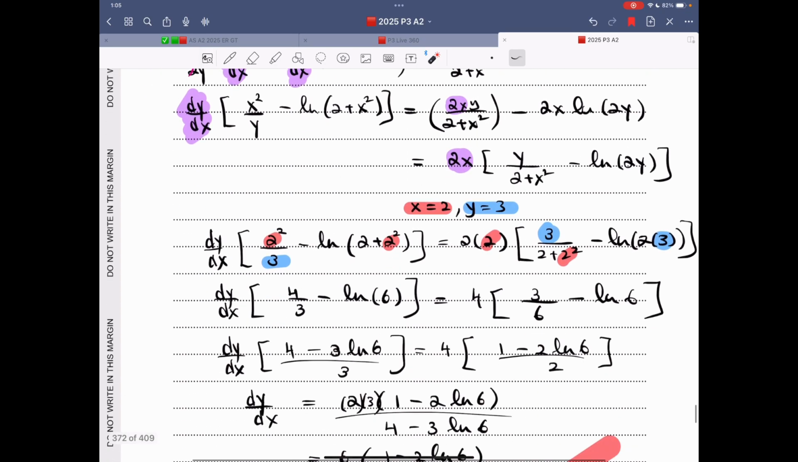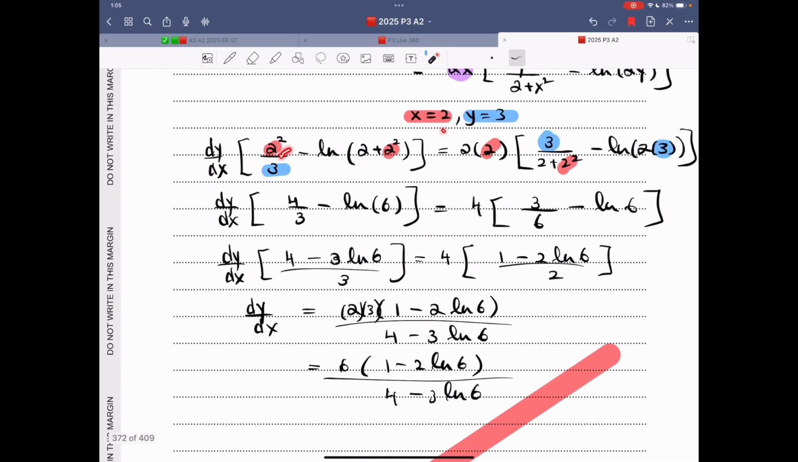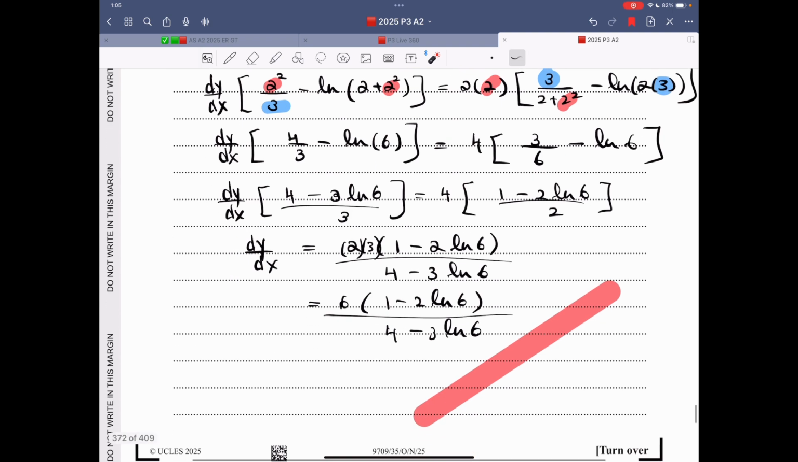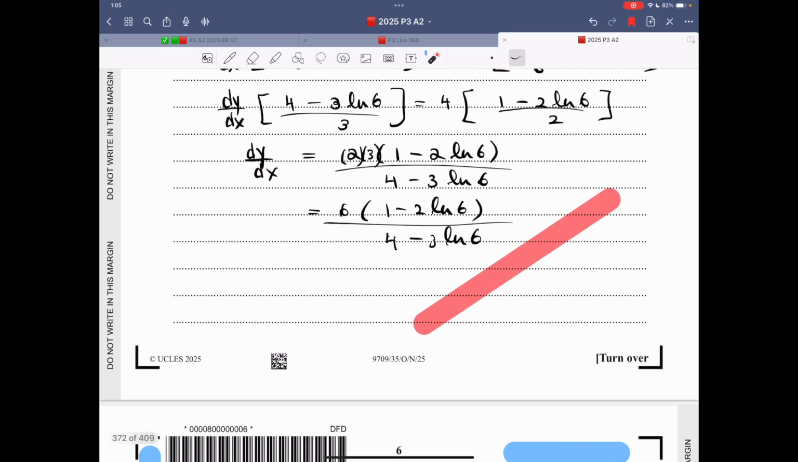So x is 2, y is 3. x is 2, x goes over here, here and here. And y is 3, that's the blue ones over here. When you simplify, this is what you can see. I have taken the LCM over here, I've simplified, and that is the answer in the exact form. It's fractions, integers, and then in terms of ln. So that is this.